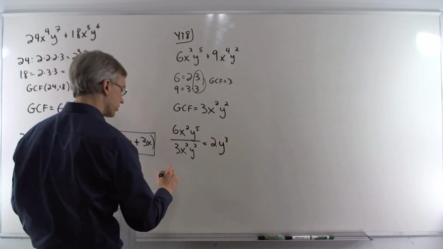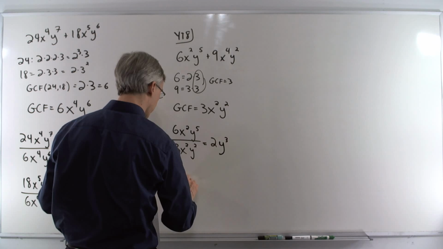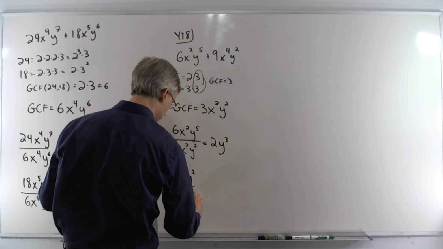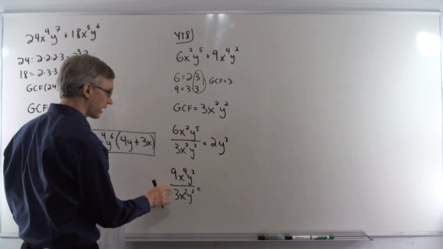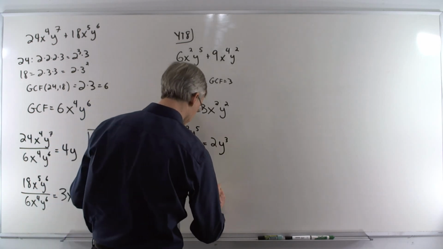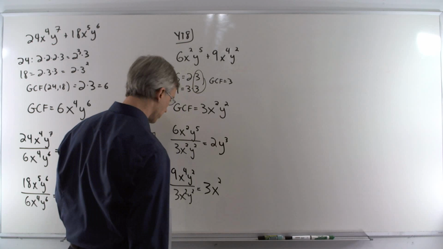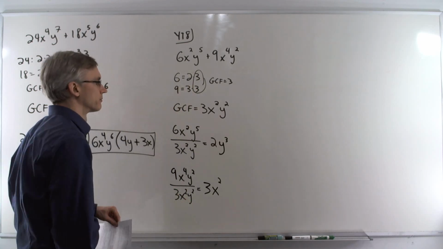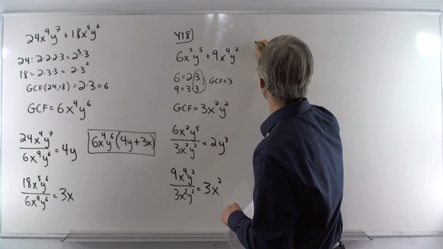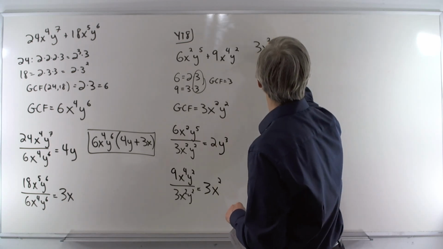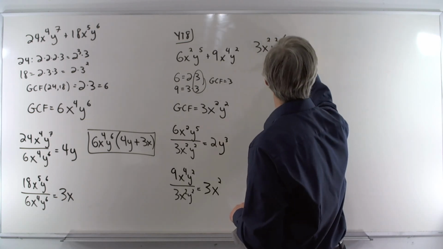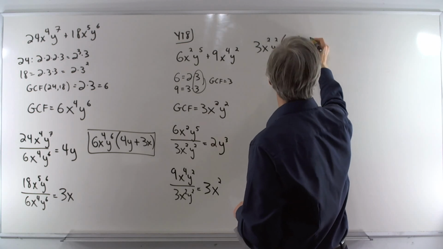Right, now we'll do the second term. 9 x to the 4th y squared over 3 x squared y squared. 9 divided by 3 is 3. X to the 4th divided by x squared. Subtract those exponents to get x squared. Y squareds cancel. So the answer here is GCF first, then inside the parentheses, 2y to the 3rd plus 3x squared.